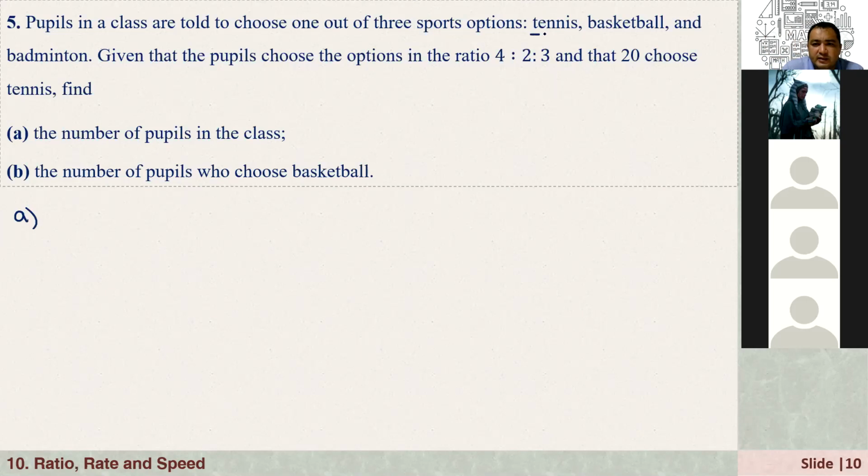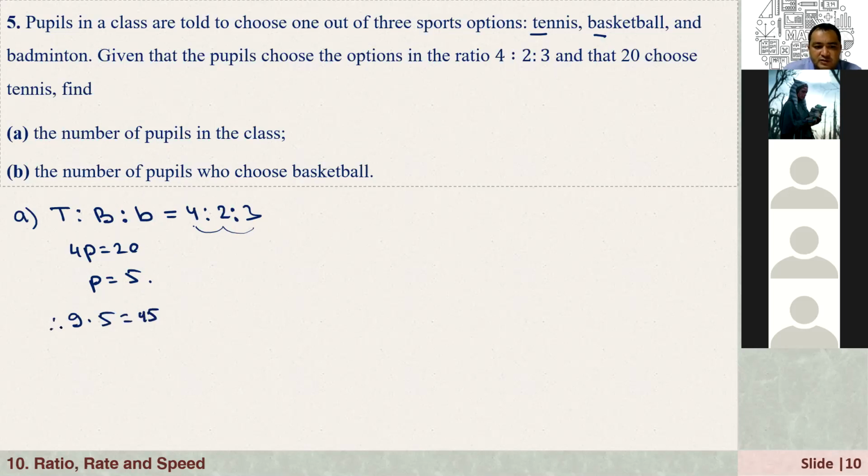For A, it says tennis, basketball, and badminton. Let's say tennis is T, basketball is B, and badminton is lowercase b. So that's equal to 4 to 2 to 3. It says that 20 chose tennis. Tennis is 4, so 4p is equal to 20. From here, p is equal to 5. Find the number of pupils in the class. How many parts do we have here? 4 plus 2 plus 3 is 9. So 9 times p, that is 5, so there are 45 students in the class.